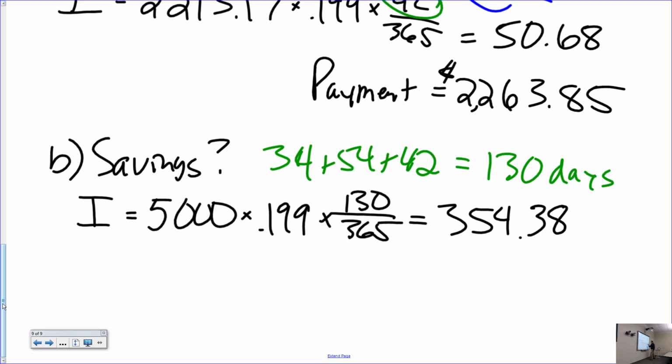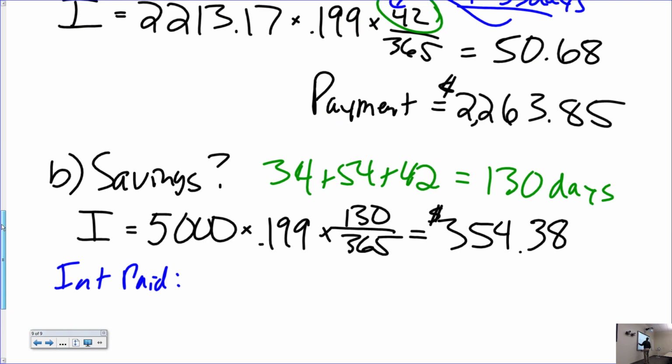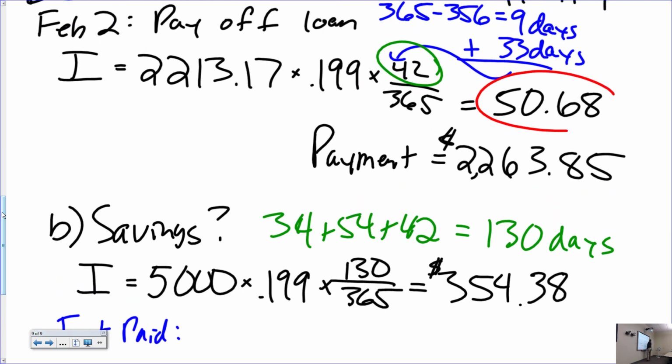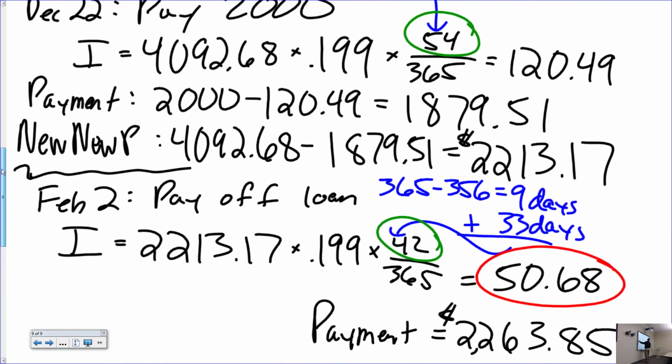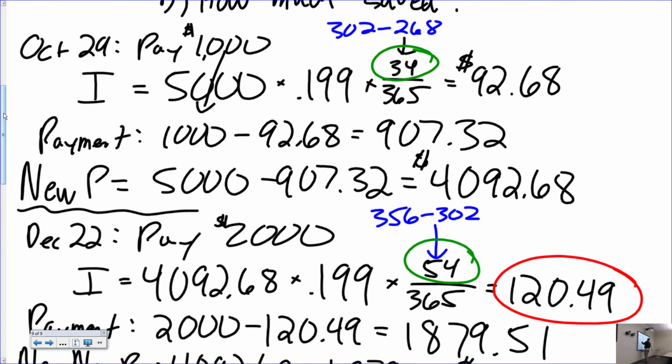$0.38. Okie dokie. So that's how much interest I would have paid. How much interest did I actually pay? $263. Interest paid. How did you get that number? Add up the $50.68, the $120.49, and the $92.68. And again, this is why you like to do this in a relatively neat fashion, so it's not too painful to go back and find the numbers that you were working with.